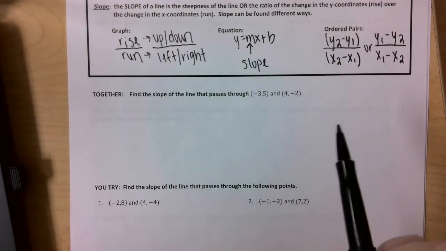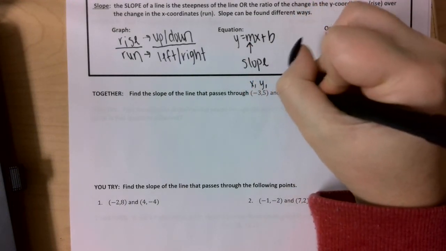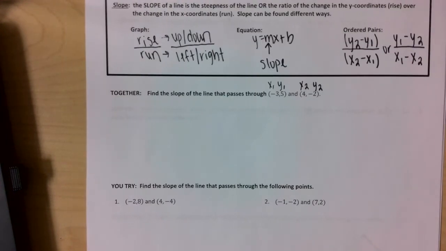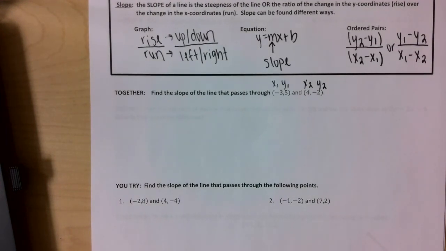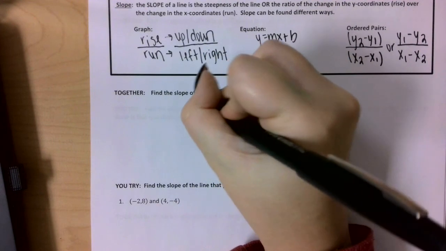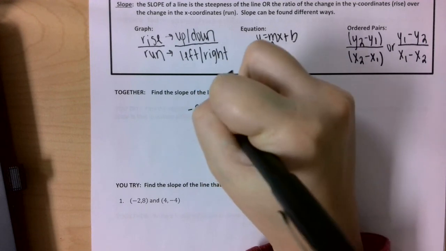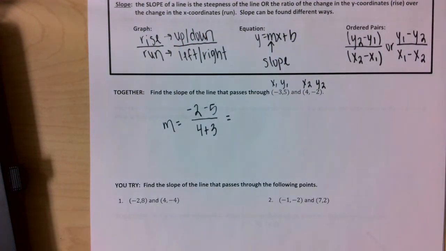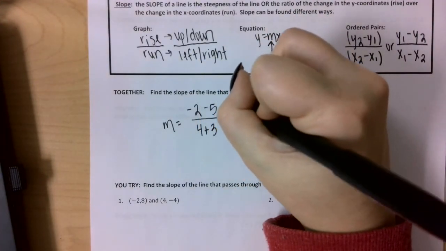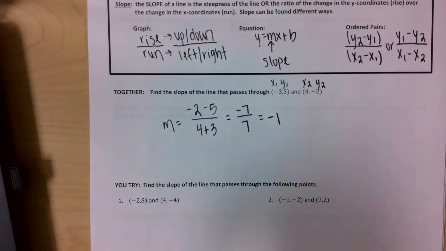So again, here for an example, I gave you 2 ordered pairs, so I'm just going to label these points x1, y1, x2, y2. So again, change in y's. I tend to always do y2 minus y1. So I would have negative 2 minus 5 over 4 minus a negative 3. That's going to be a sign change. So I'm just labeling this is going to be my slope, my m. So negative 2 minus 5 is negative 7. 4 plus 3 is 7. So that would give me a slope of negative 1. So m would equal negative 1.